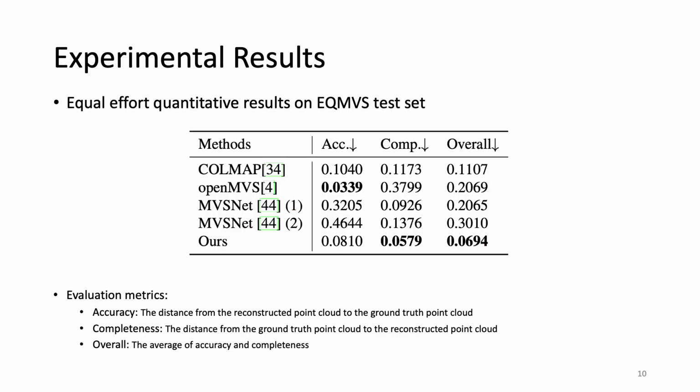We compare our methods against both traditional geometry-based methods, COLMAP, OpenMVS, and the learning-based method, MVSNet, over the EQMVS test set. In this experiment, we use input images captured at the same locations for all methods, meaning it takes similar effort to collect the input data. Our method outperforms all the other methods in terms of completeness and overall score.